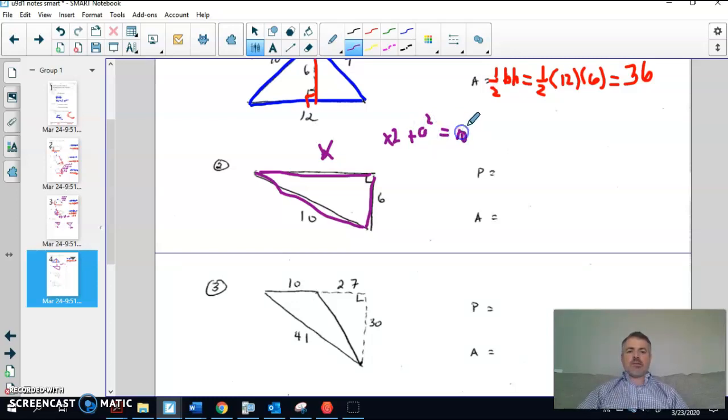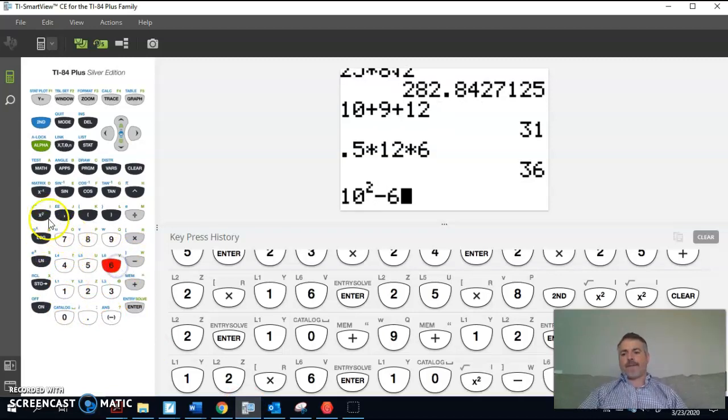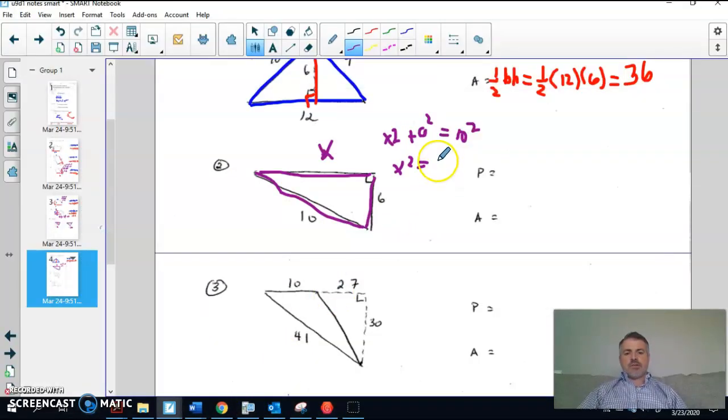I'm going to square that. So again, algebraically, I'm going to have to subtract that 6 squared from both sides. So I'm just going to go straight to the calculator. 10 squared minus 6 squared. And that leaves me with 64. So then I have to square root both sides again, which means that missing side must equal 8. So this is equal to 8 right here.